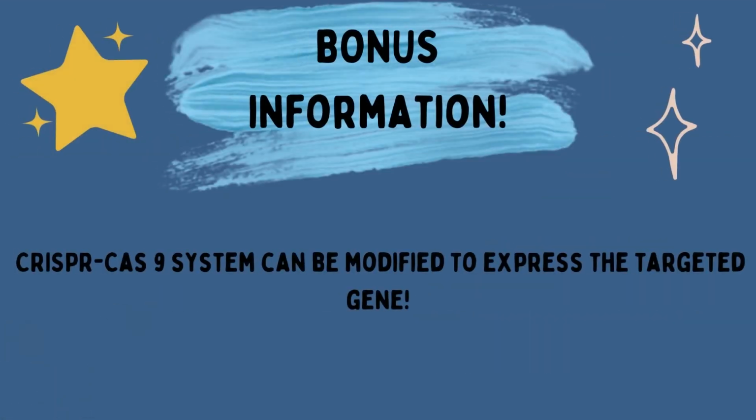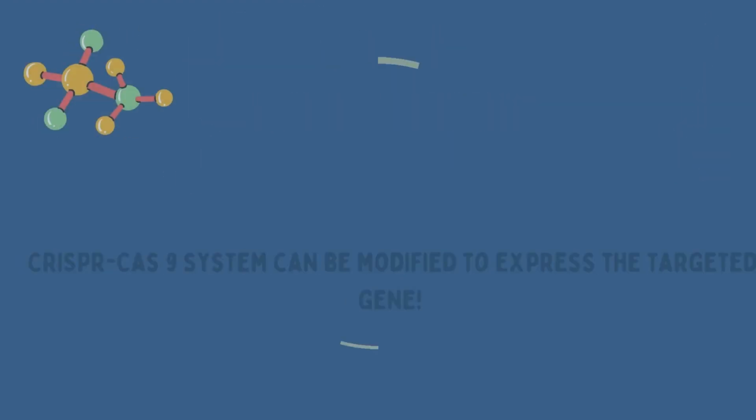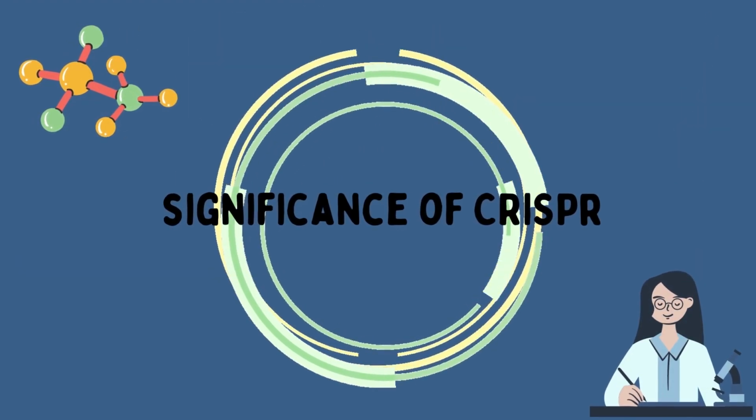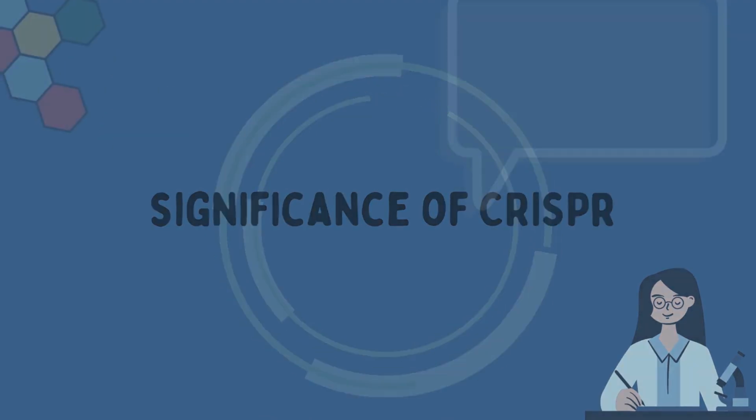It is worth noting that while genome editing is the primary use and function of the CRISPR-Cas9 system, the complex can sometimes be modified and then used to express the targeted gene rather than cleave it. This technique is used to study the targeted gene's function. However, this is a topic we will not dive deep into, as the primary focus of the CRISPR-Cas9 system is genome editing. Now that we know what CRISPR is and how it works, what is the significance of it?